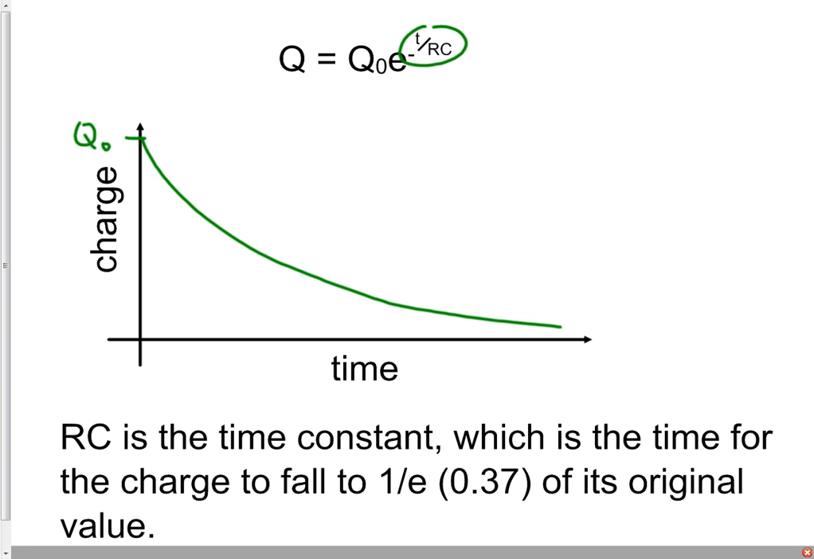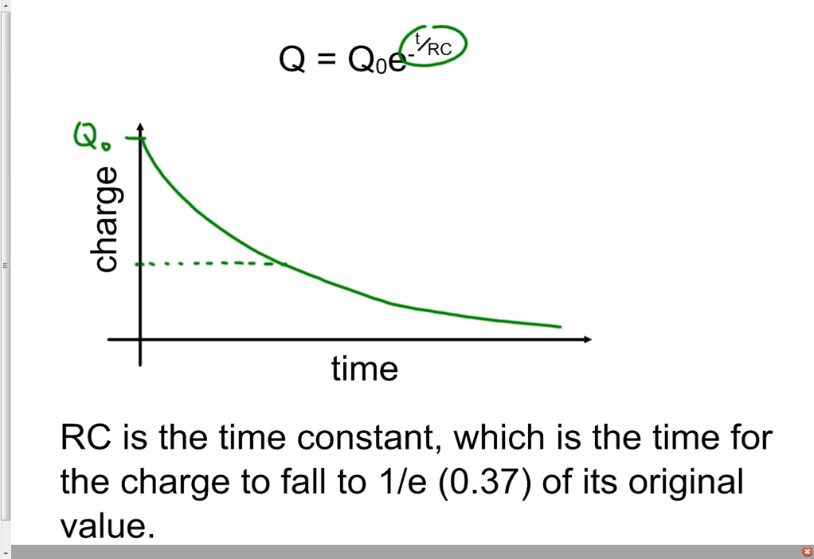Now this exponential decay has a property, much like when we think about radioactive decay, we think about a half-life. Here we're not going to think of a half-life, we're going to think of a 1 on e life, but it's the same idea. So RC is called the time constant, and that is defined as the time it takes for the charge to fall to 1 on e of its original value, which is 0.37. So it's not quite the same as half-life, but it's a very similar idea.